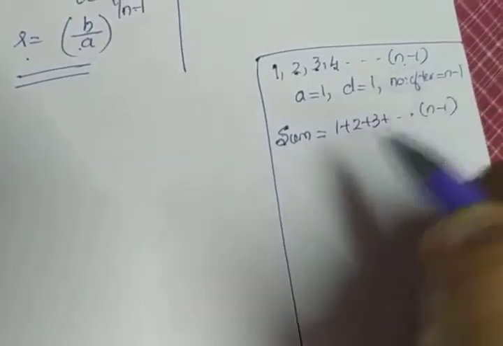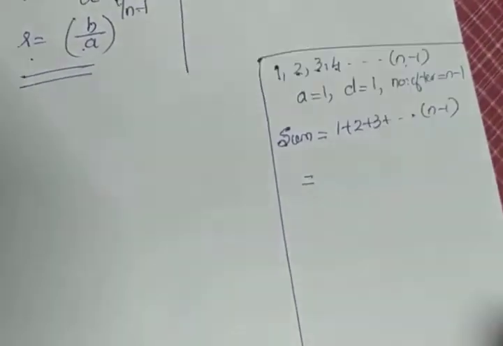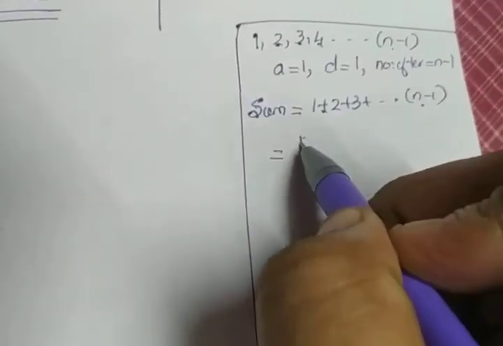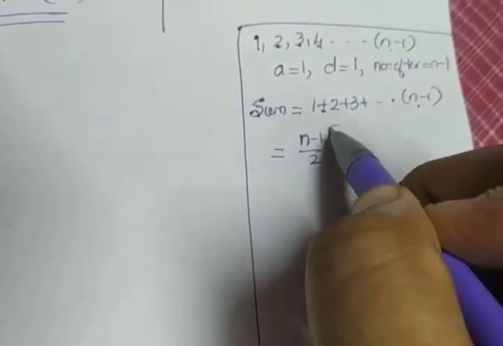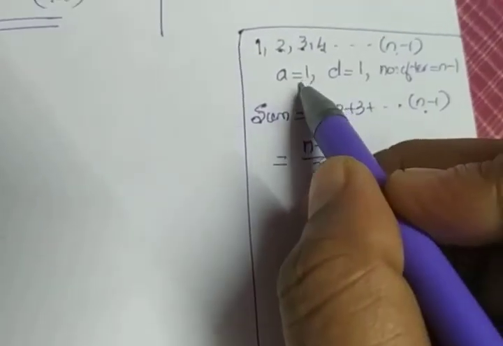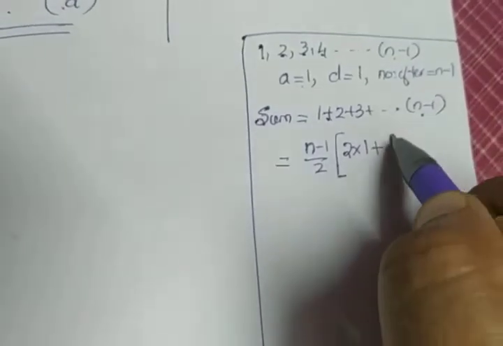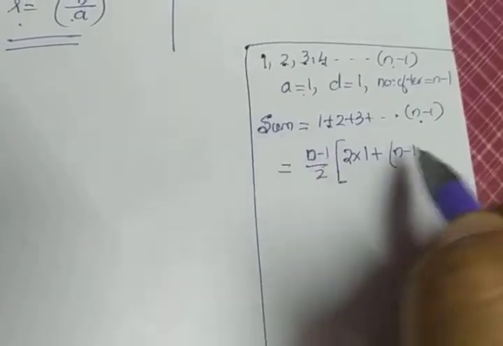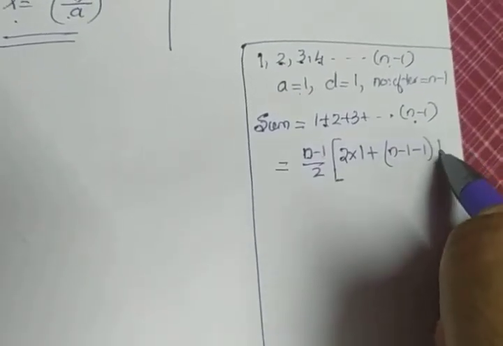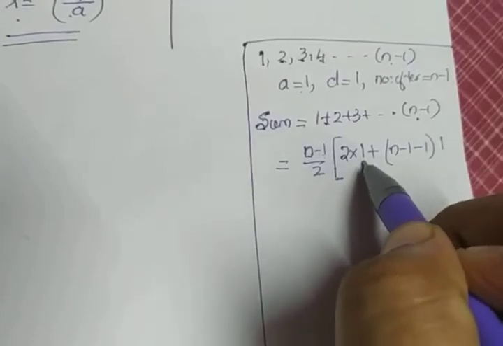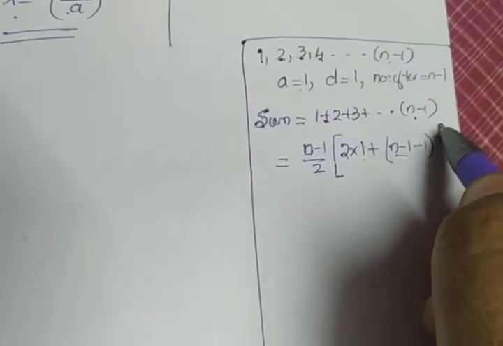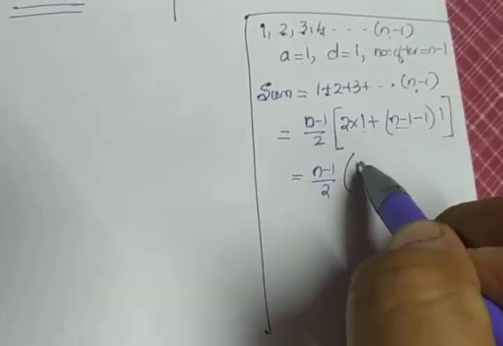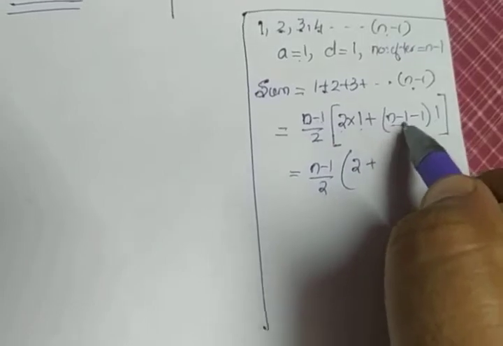n minus 1. What's the formula to find the sum? n by 2 into (2a plus (n minus 1) into d). Here there are only n minus 1 terms. So instead of n by 2, here it will be (n minus 1) by 2 into 2a. 2 into a we got as 1, plus (n minus 1), here n itself is n minus 1. Okay. Minus 1 into d. d is 1. n by 2 into (2a plus (n minus 1) into d). That's equal to (n minus 1) by 2 into (2 into 1 gives you 2, plus this is n minus 2, isn't it?